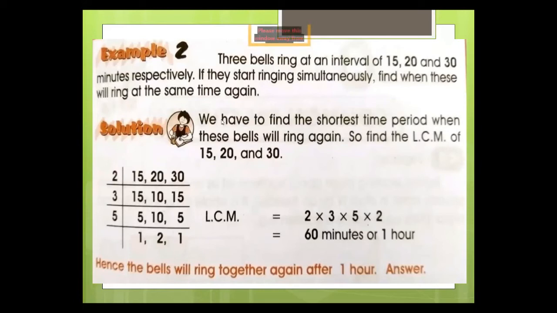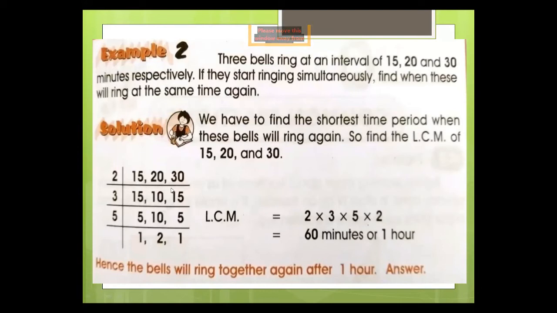Take 15. 15 is not divisible by 2, but 20 and 30, both the numbers, are divisible by 2. Then we pick 2 as a divisor, because 2 divides at least two numbers. So 15 is not divisible by 2, then we take 15 as it is, but 20 divided by 2, the answer is 10.